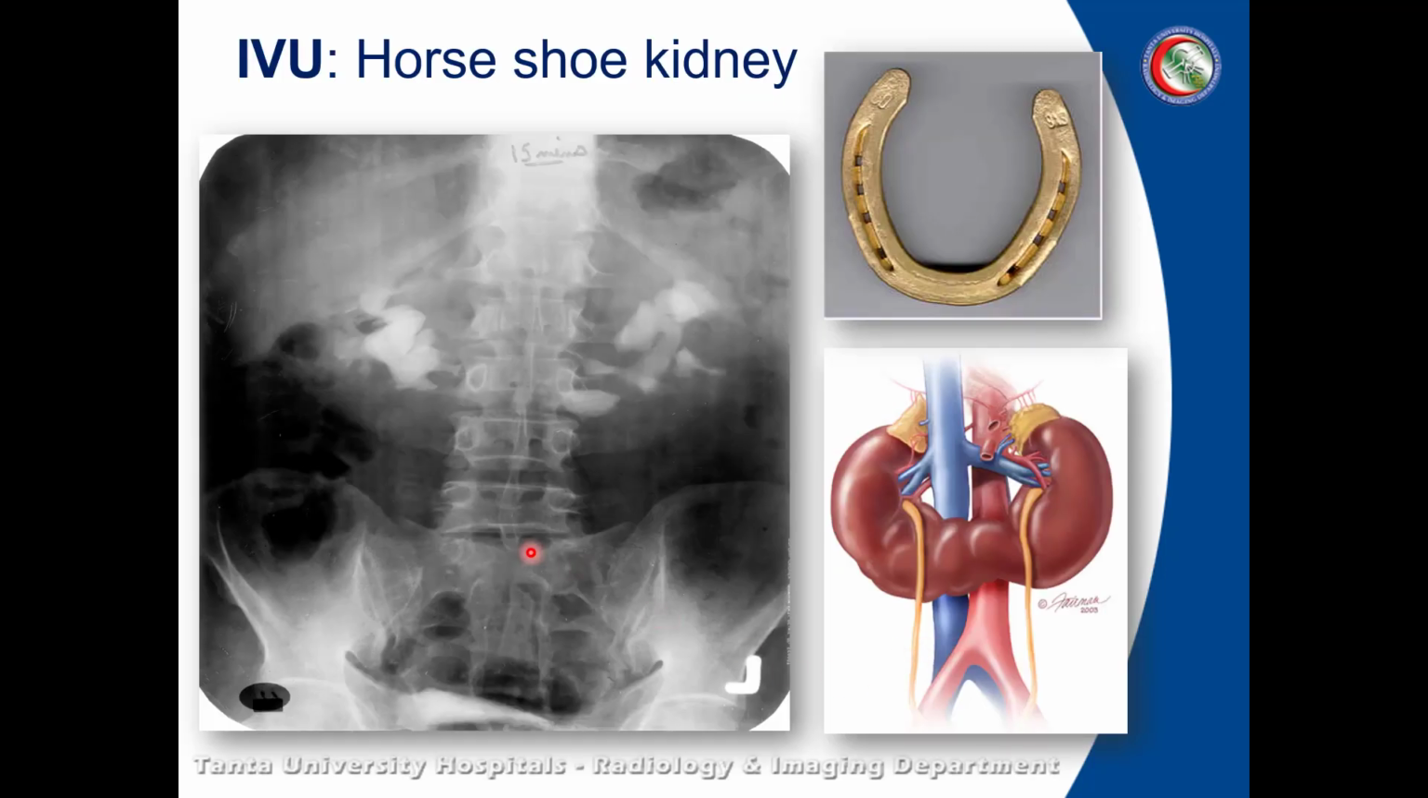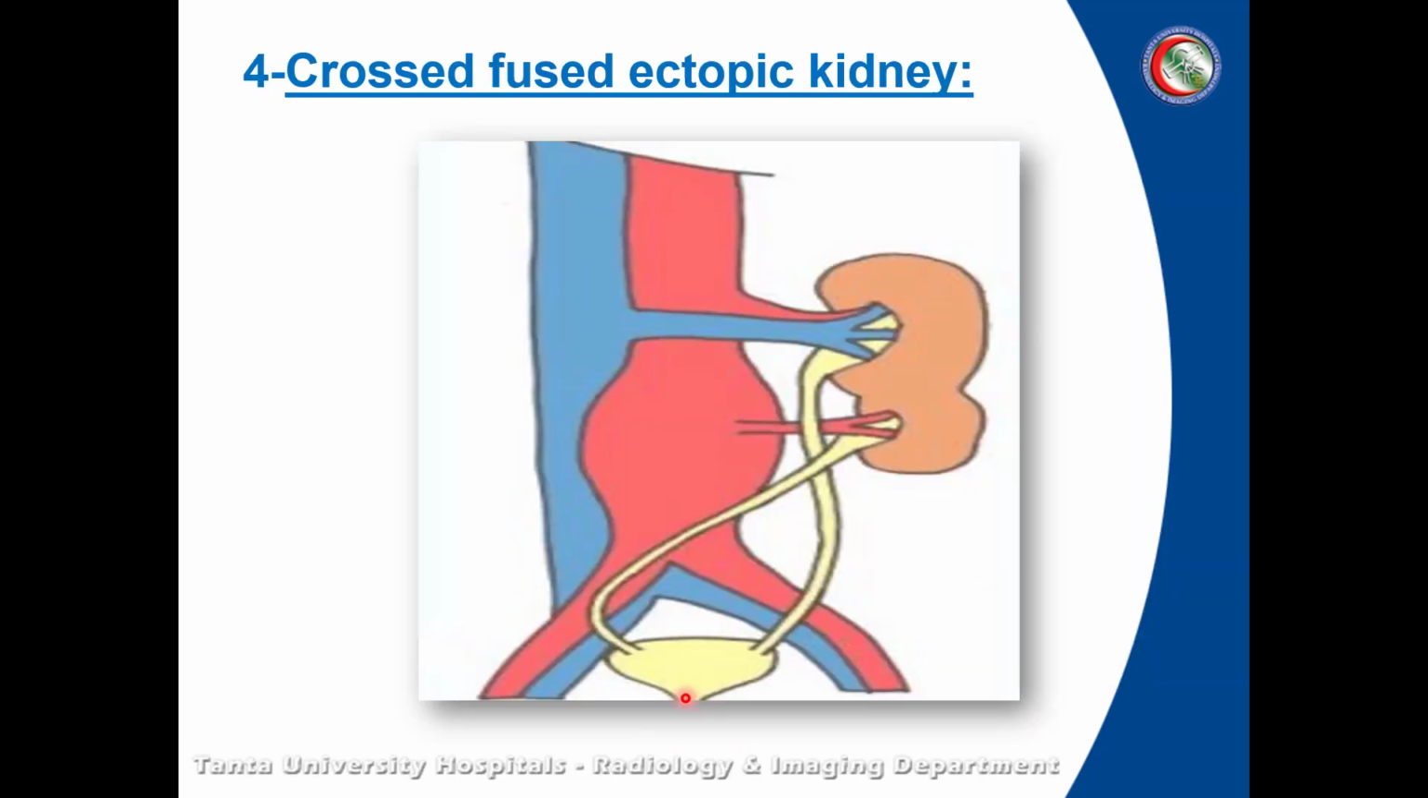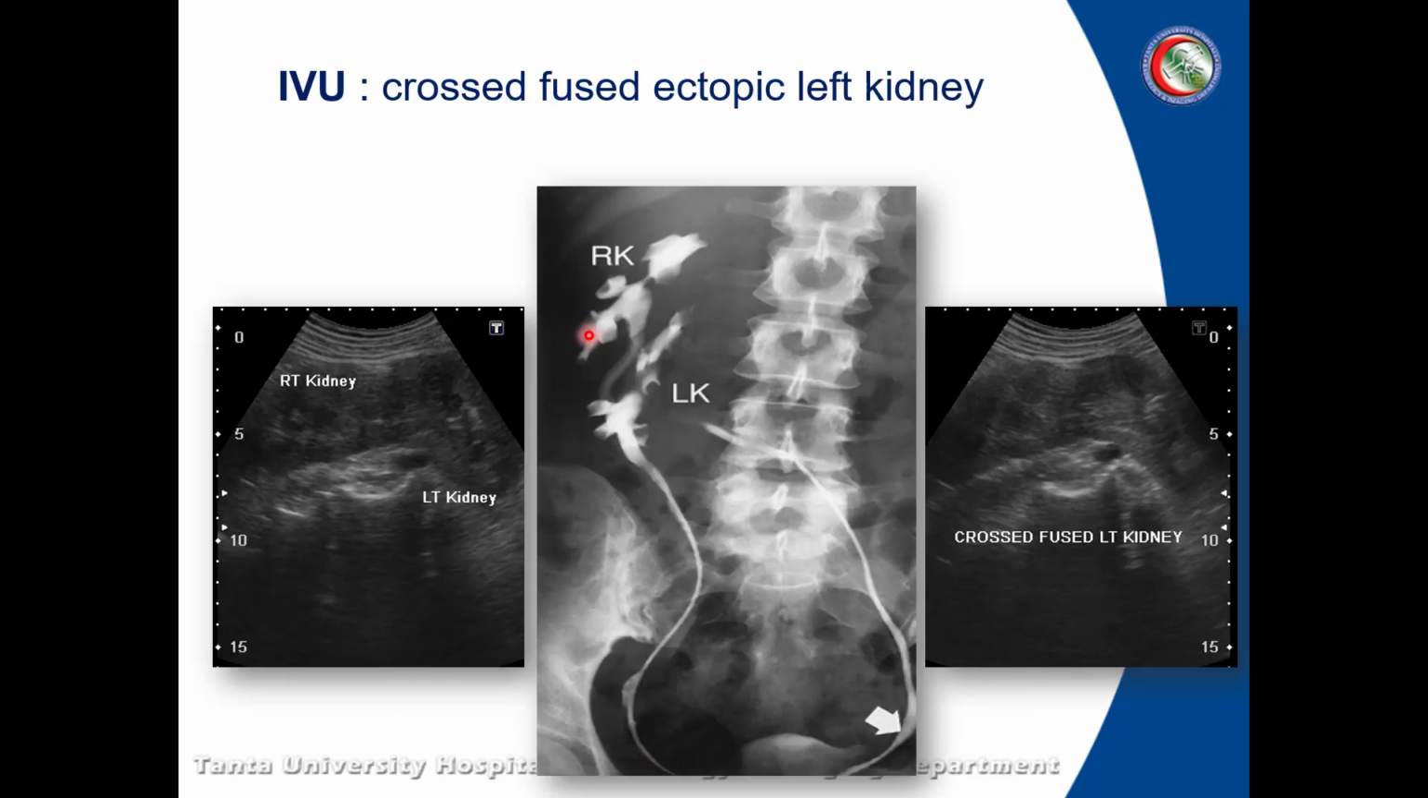IVU showing horseshoe kidney. IVU and CT showing horseshoe kidney. The same. This is IVU for crossed-fused ectopic left kidney.